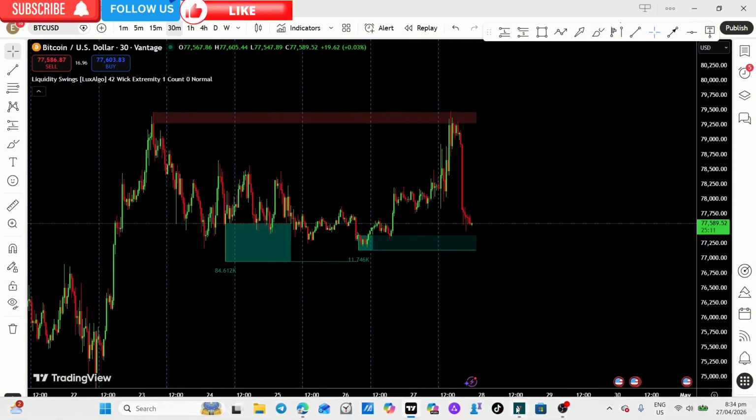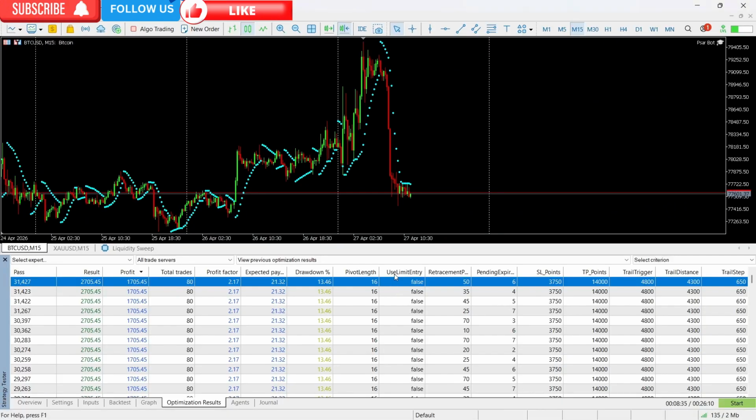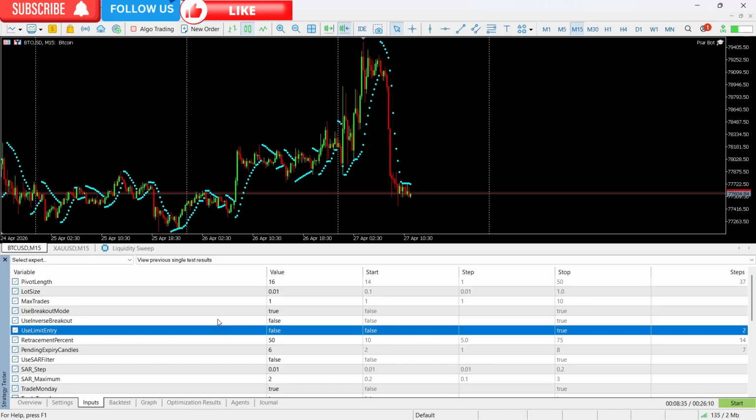But this robot's basically built off the exact same thing. That's the indicator it uses for the breakout mode and for the liquidity sweep mode. But with the liquidity sweep mode, it also uses a parabolic SAR for the actual entry. You can see here it's got the parabolic SAR built in.